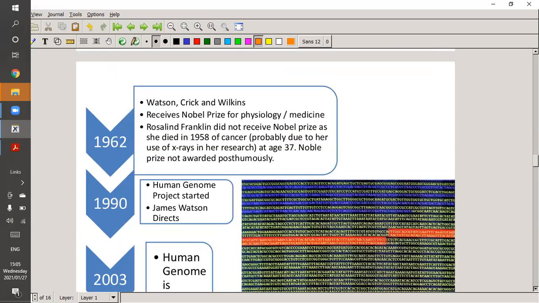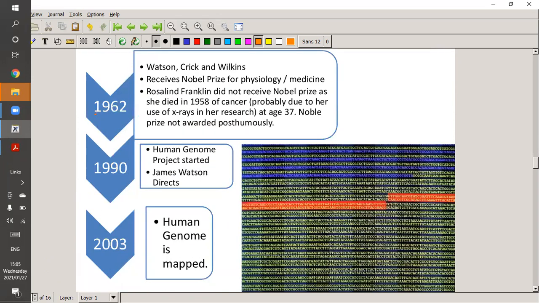And then the drama part. In 1962, James Watson, Francis Crick, and Maurice Wilkins get the Nobel Prize.